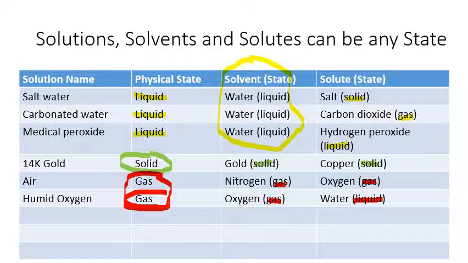So solutions can be liquids: liquids mixed with liquids, liquids mixed with solids, liquids mixed with gases. Solutions can also be gases: gases mixed with other gases, gases mixed with liquids, gases mixed with solids. And it can also be a solid solution: solids mixed with solids, solid solvents mixed with liquid solutes, solid solvents mixed with gaseous solutes. So you can get all sorts of different combinations of solvents and solutes in any state, and you'll still get a solution in the end.